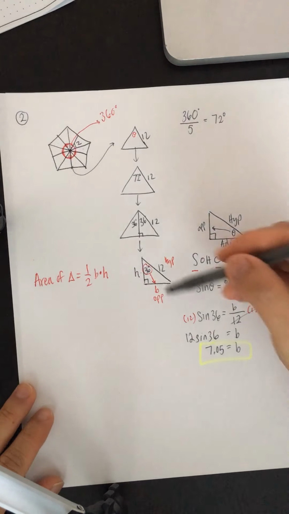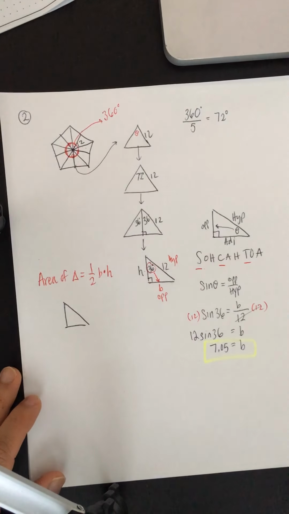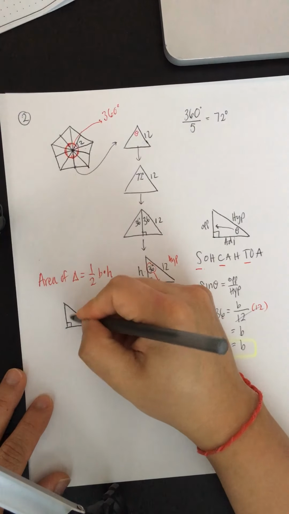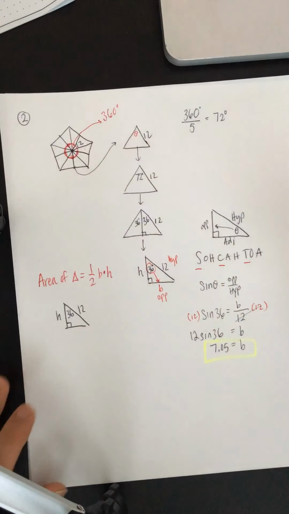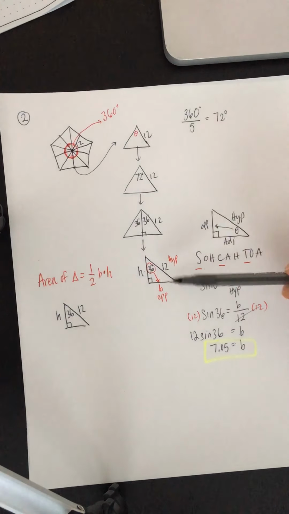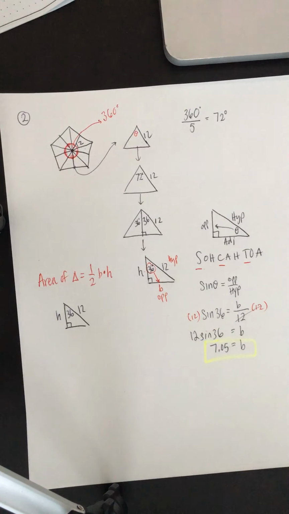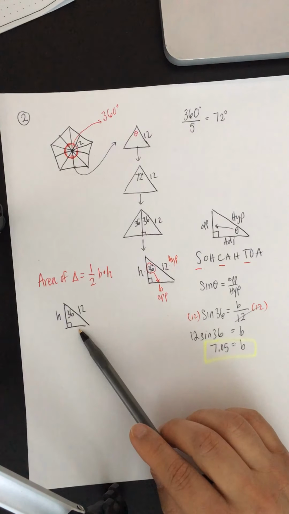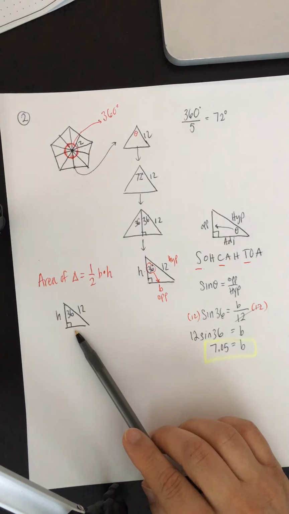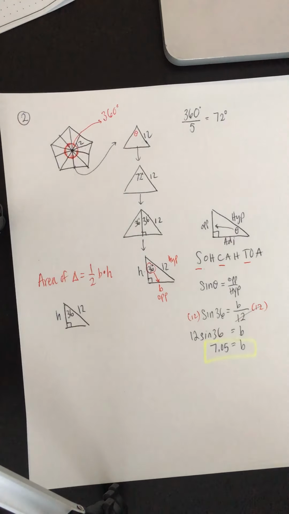I want to draw this triangle again so that it is isolated. So I'm drawing a triangle over here. The angle is 36, I want to get the height, and we know the hypotenuse is 12. You can definitely use the number we found for b. If we put that 7.05 here, we can use the Pythagorean theorem. You can do that if you want to, but I'm going to just stick with trig ratios.